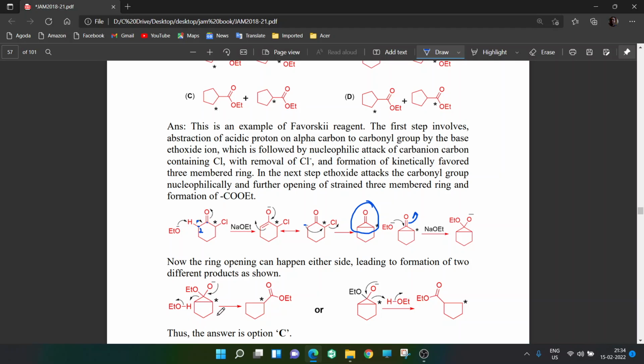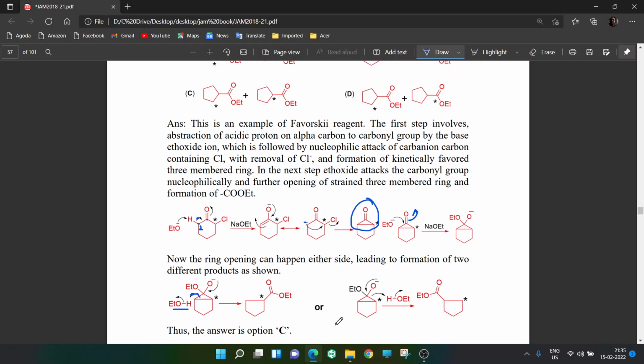Now you can see it's an identical ring from either side. There is no substituent on either side, so it will open from both sides. If this comes down and this bond opens up, that means this bond breaks, it will take a proton from the solvent, ethanol, a polar protic solvent. So it takes a proton and ethoxide goes out, so you get COOEt on the starred carbon. Whereas if this comes down and the bond opens up from the right side, it takes a proton and you get COOEt with the star at the alpha position. Therefore the answer is option number C.